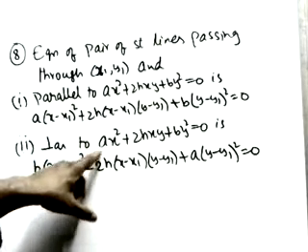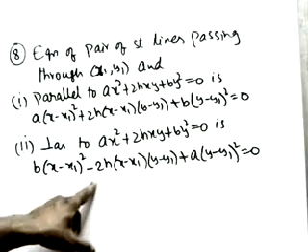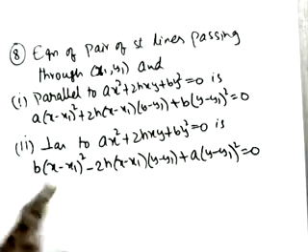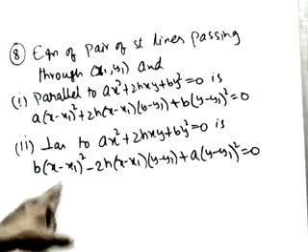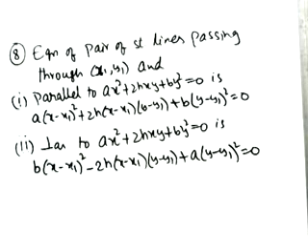The same equation applies if the lines are perpendicular. For the pair of lines perpendicular to this, you bring b here and a here, and change the sign of h. So b into (x minus x1) whole square, minus 2h into (x minus x1) into (y minus y1), plus a into (y minus y1) whole square equals 0. So this is the little concept of the pair of straight lines.